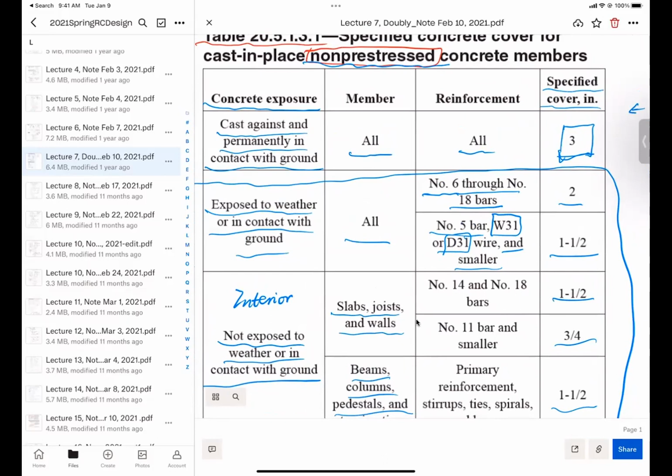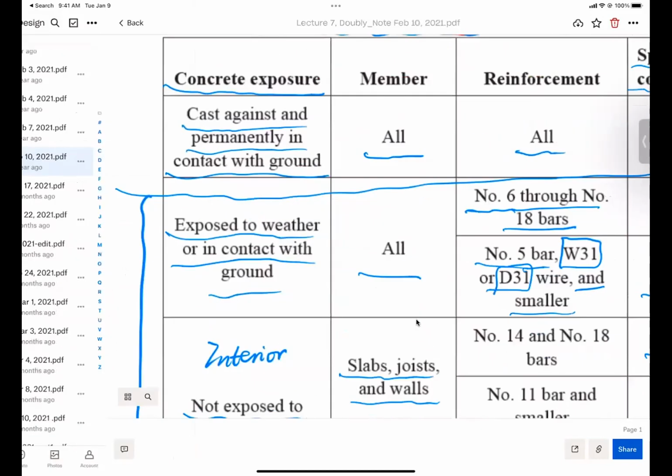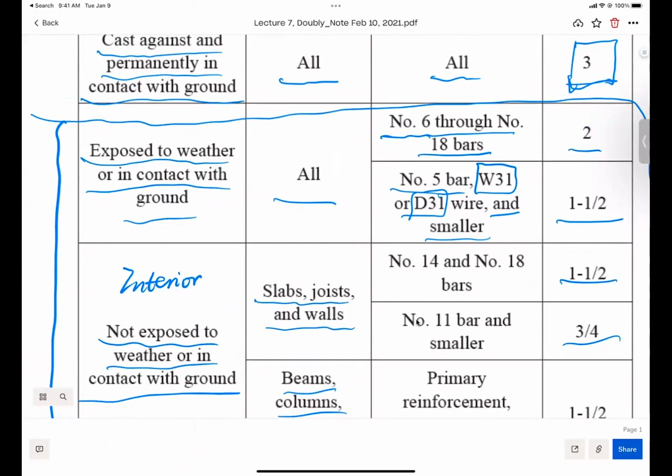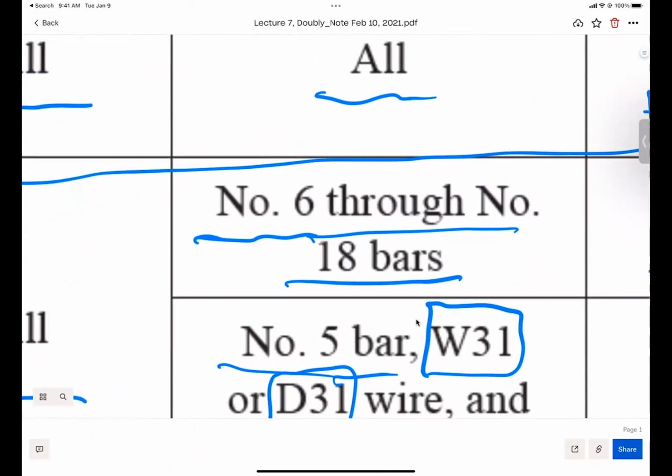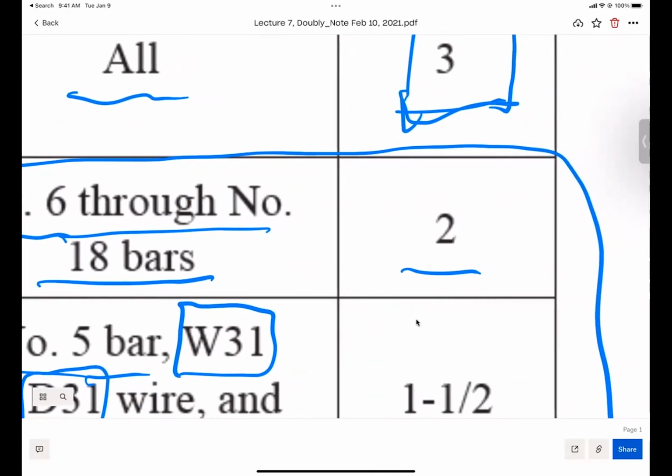So member is a beam or column? Beam, right? Doesn't matter? No, all members. So second box, all. And then go on. What kind of bars do we have here? Number 9 bars, right? So which way? Number 6 through number 18. So we're in this category. So what concrete cover are we talking about? 2-inch. Clear? Okay, this is the concrete cover.